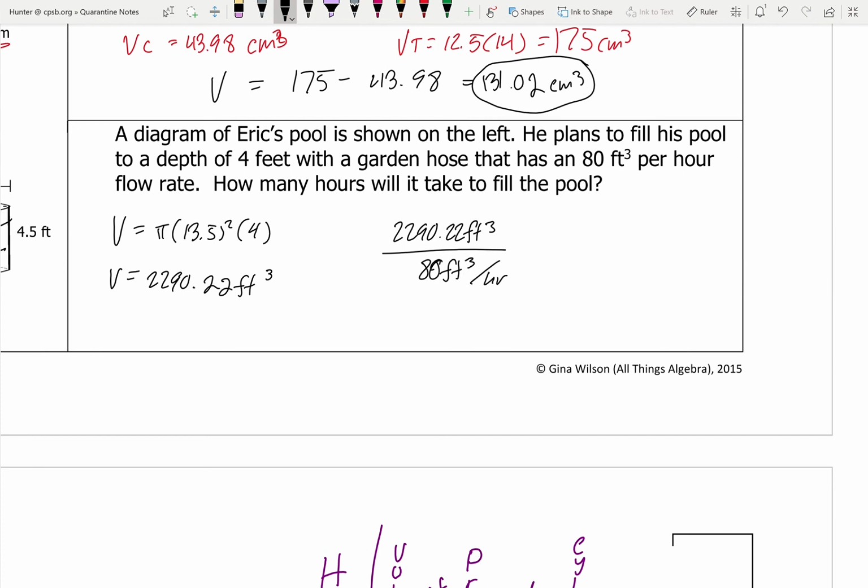Remember, this is feet cubed over hour, so when you divide fractions, that means the hour is just going to go up to the top, and that means whatever we get will be in terms of hours, and that's what we're trying to find. So I put this into my calculator, 2290.22 divided by 80 to get a total of 28.63 hours. And that's our answer. And that's volume of these different shapes, guys.